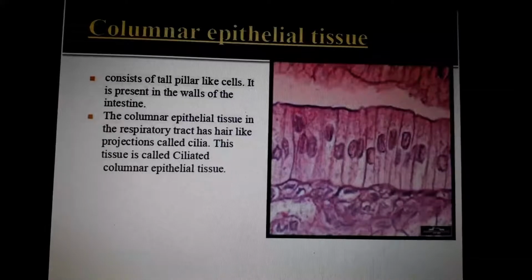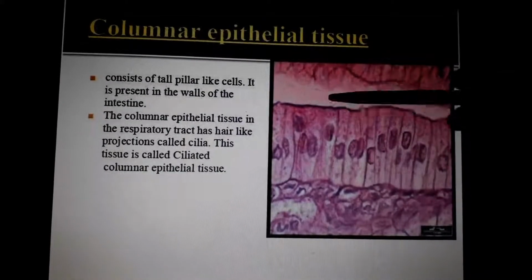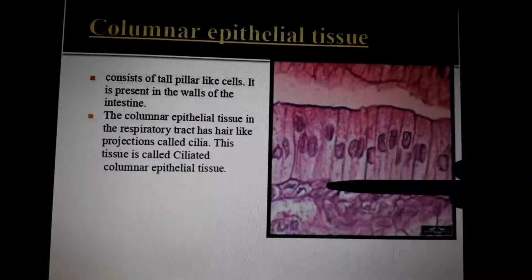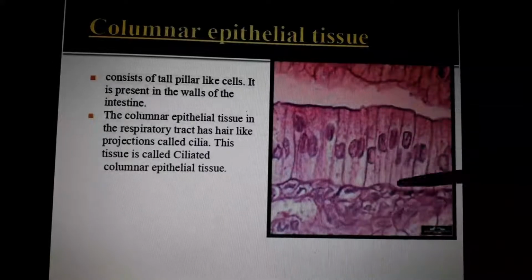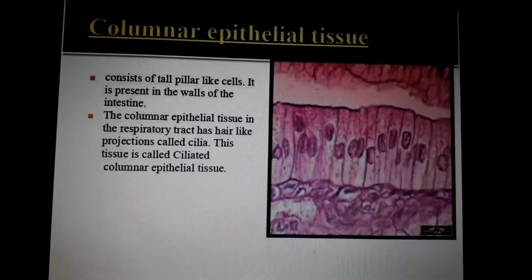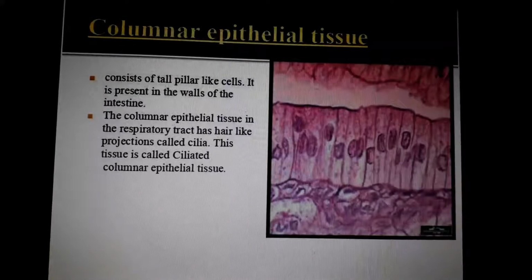Next, columnar epithelial tissue. See, it is like columns, or not? It's like cylinders. Am I right or not? Understand? Let's see where it is. Columnar cells are tall, pillar-like cells. It is present in the walls of the intestine. Understand? Only in the intestine. Let us see the next point.